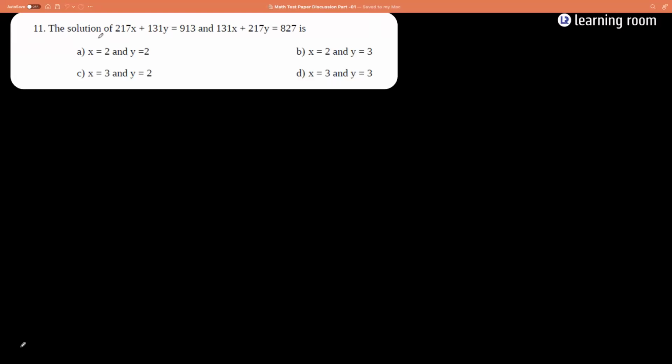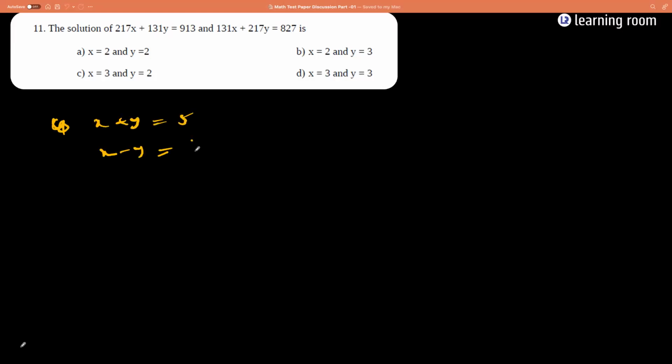217x plus 131y is equal to 913. 131x plus 217y is equal to 827. So how to solve this? Sir, add and subtract them, sir. Okay, we add and subtract, what will you get? We'll get a linear equation. So what are the equations you have? So x plus y is equal to 5 and x minus y is equal to 1.